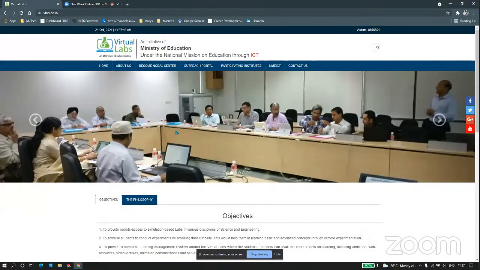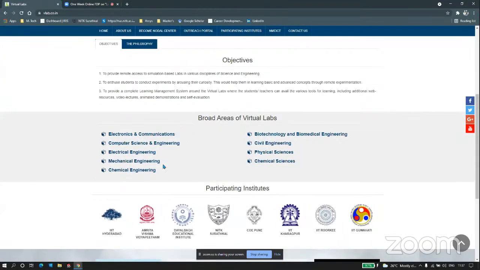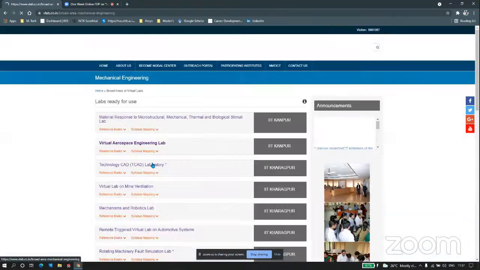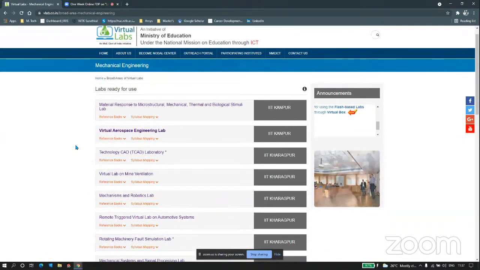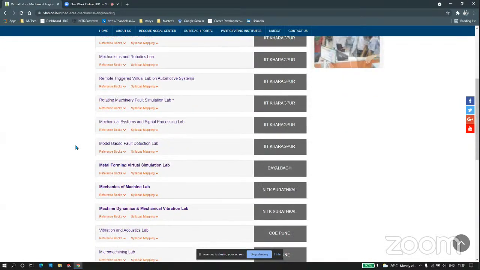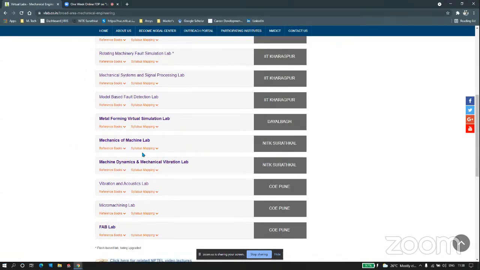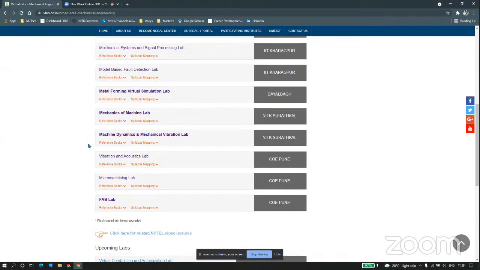For mechanical engineering, in the broad areas of virtual lab, you have to go to the mechanical engineering tab. Here you will find the different labs developed by different colleges. I'll be taking some labs from NITK Surathkal and a few labs from other institutions. Initially, I'll experiment with a lab from machine dynamics and mechanical vibration developed by NIT Karnataka Surathkal.